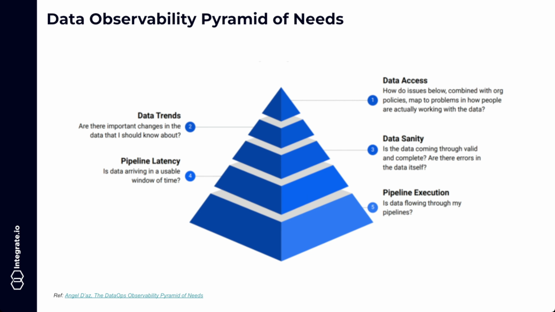Here is the data observability pyramid of needs. Starting at the bottom of the pyramid, we have pipeline execution, and this checks if the data is flowing through your data pipelines. Next, we have pipeline latency. Is the data arriving in time for other business processes and your reports? Then we have data sanity. Is the data of high quality? Does it meet all your acceptable ranges? Then we have data trends. Is the data slowly going out of tolerance, giving you an advanced warning of a problem? And then we have data access, and this is sending the alerts and trends to the right people in your organization so they can action them.